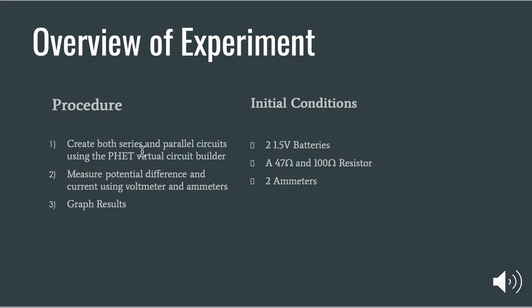The procedure was to create both series and parallel circuits using the PhET virtual circuit builder, measure potential differences and currents using the voltmeter and the ammeters, and graph the results. And here are the initial conditions used: 1.5 volt batteries, a 47 and 100 resistor, and 2 ammeters.